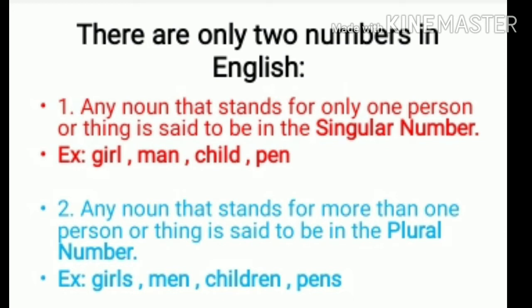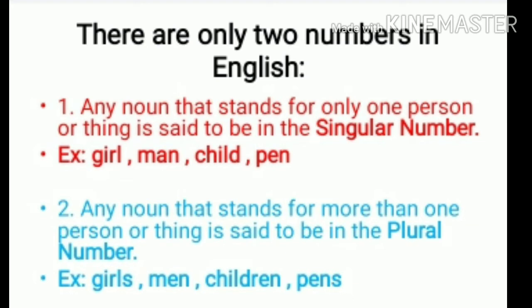And any noun that stands for more than one person or thing is said to be in the plural number. Now, girl was only one. So, when we add an S, it becomes girls. So, there are many girls. Man changes into men. One child, many are children. We don't add an S. The plural is children. Pen becomes pens when we add an S.